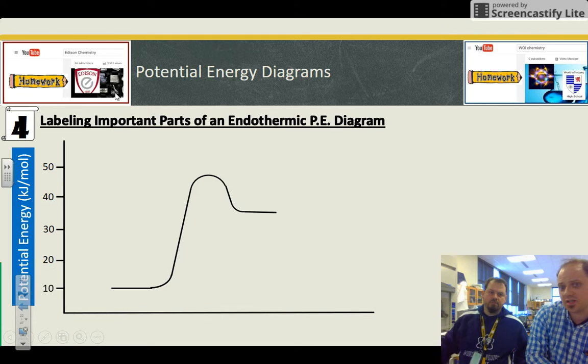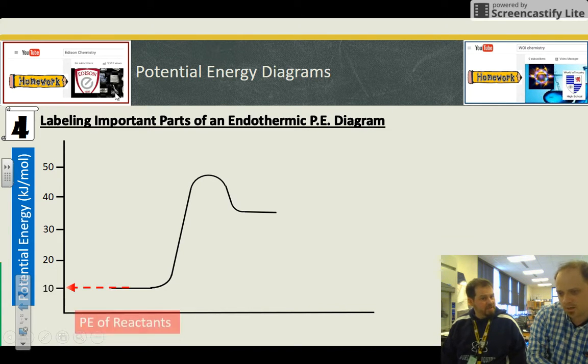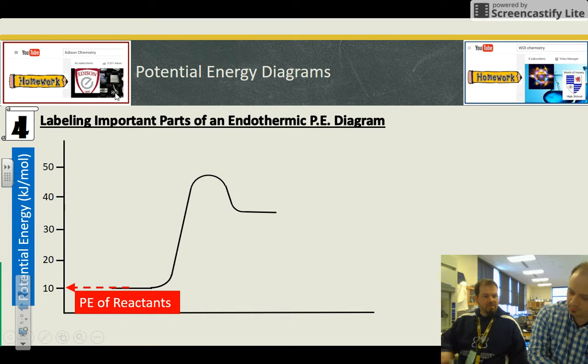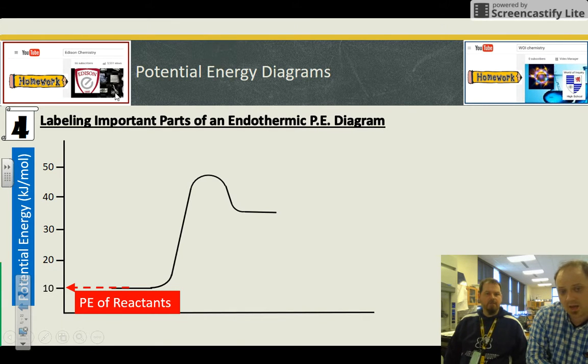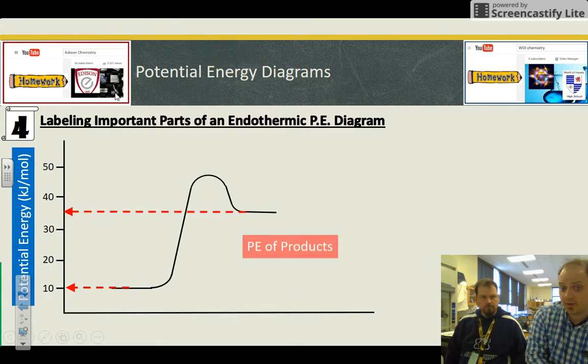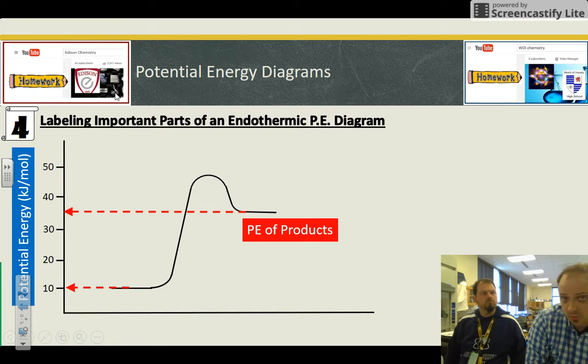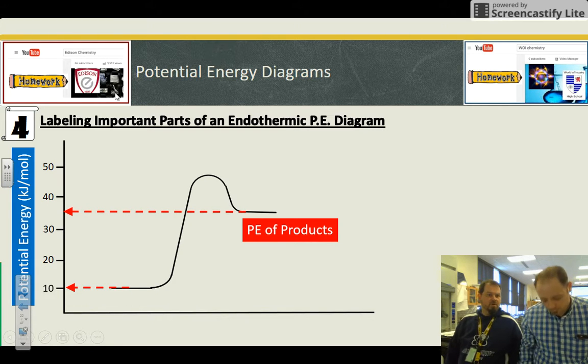This is a potential energy diagram. The hill is very important. Now we can label up all these places. This lower level is the potential energy, PE, of the reactants. Always start on the left-hand side. And the right-hand side is the potential energy of the products, what you made. We've seen these in chemical reactions before.